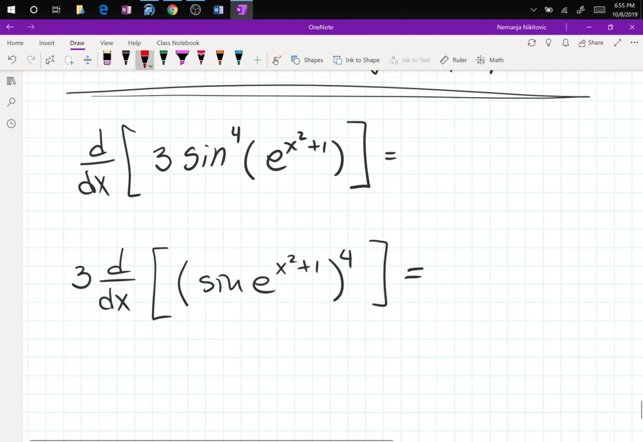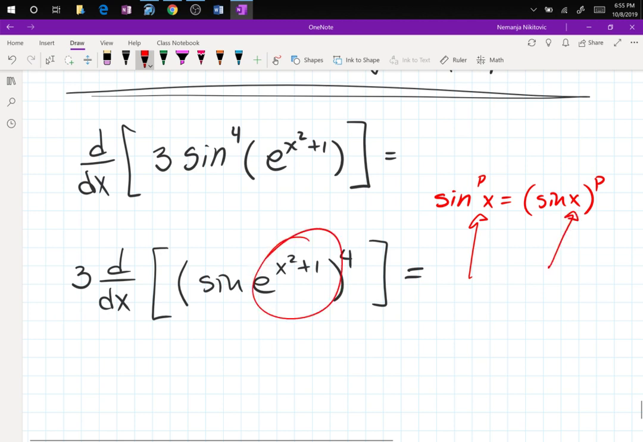Because, I'll write this in blood, sine to the p of x is the same as sine x everything to the p. So that 4th power goes outside to everything, and you see that sine has to have some argument here, right? And that's all of this.